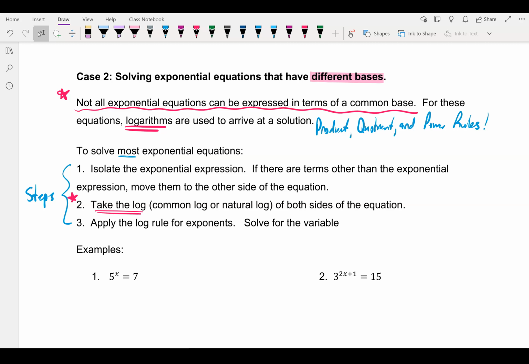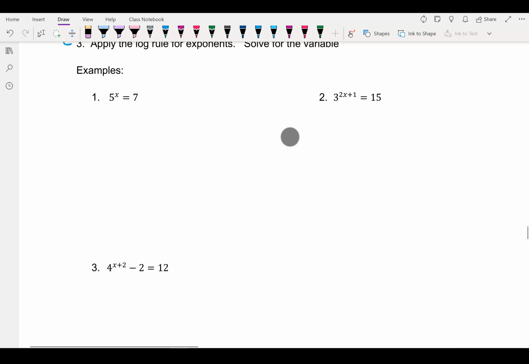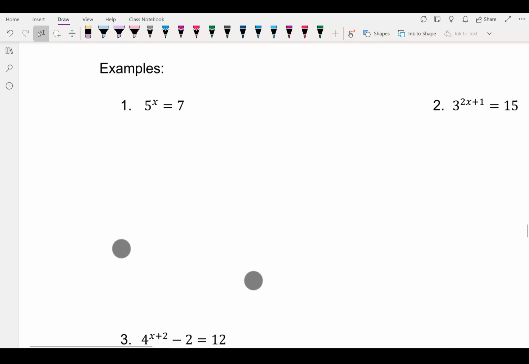And third, apply the log rule for exponents. Well, in fact, there are 3 log rules that are really going to be used. Then solve for the variable. Let's get started. Let's see what these examples have in store for us, shall we?